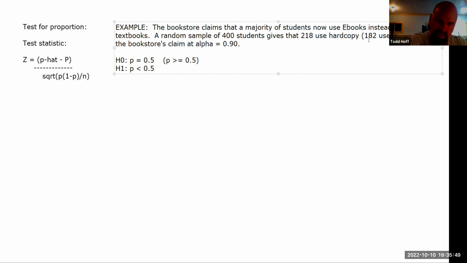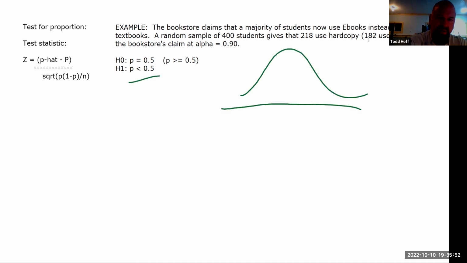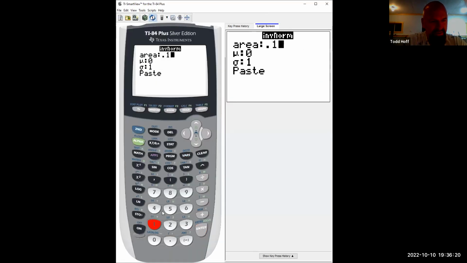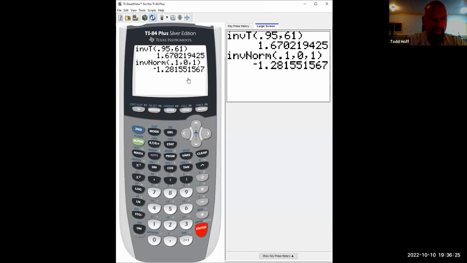So here's our curve. The alternative is less than, so our alpha should not have been 0.90, should have been 0.10 for 90%. So all of our alpha of 0.10 is down here on the tail. So we define that critical value. So the calculator, second distribution, inverse normal, 0.1, mean of 0, standard deviation of 1, gives us a negative 1.282.